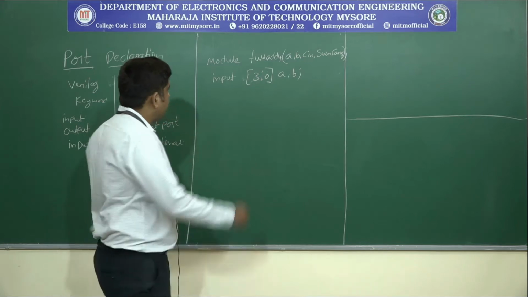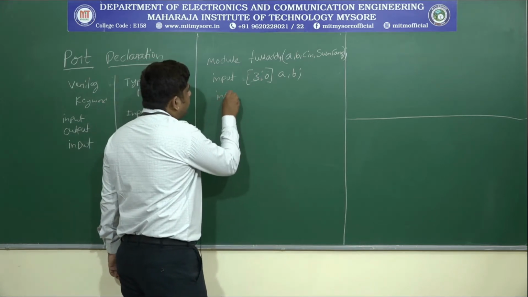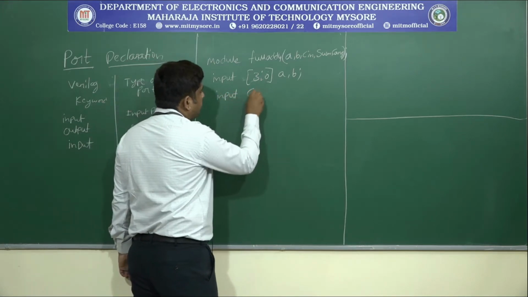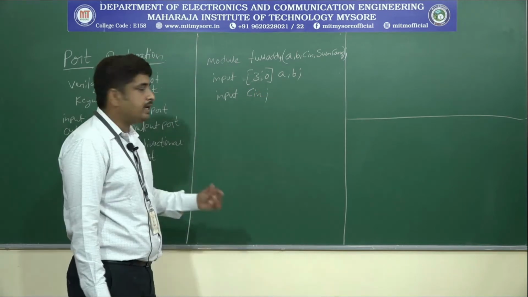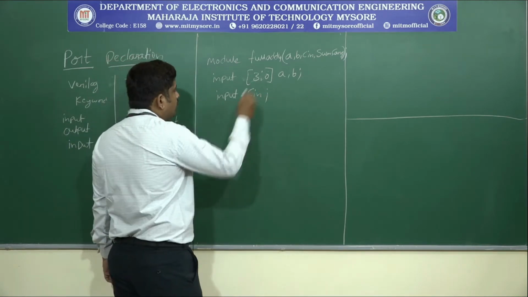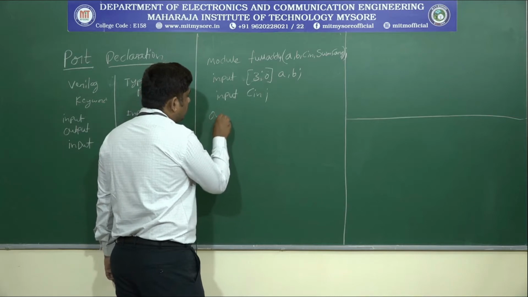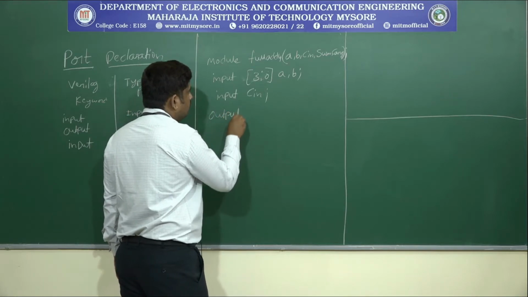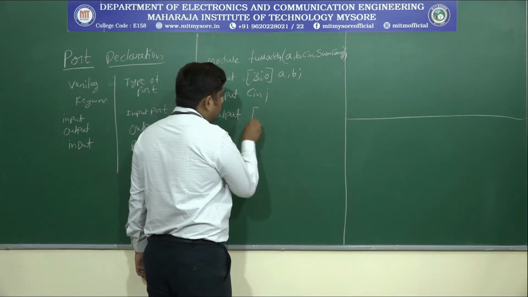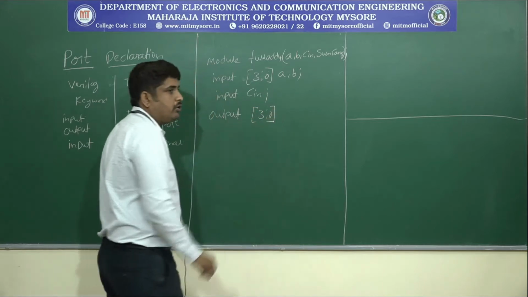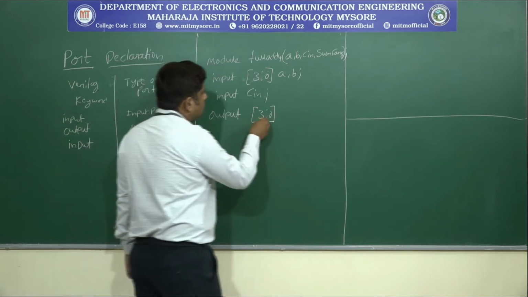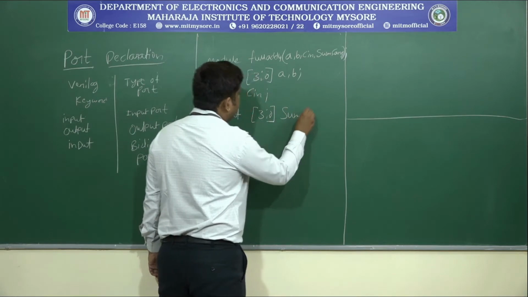So next one we simply mention the carry in one, that is input Cin. So input Cin is a single bit. Next we have to declare the outputs. So output sum is again 3 down to 0, it's a 4-bit sum.